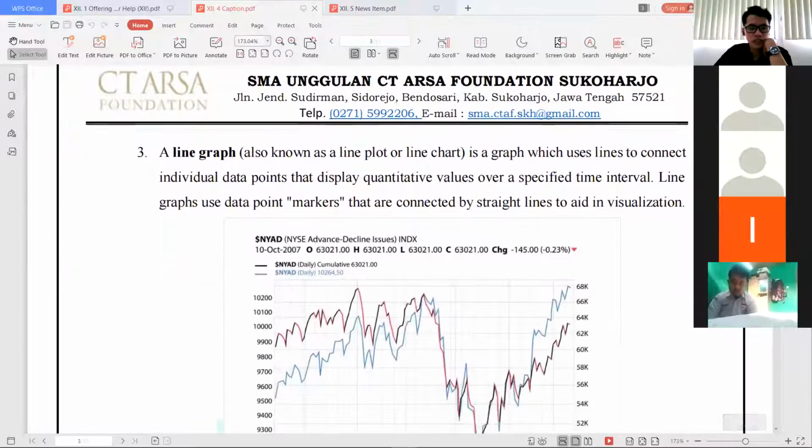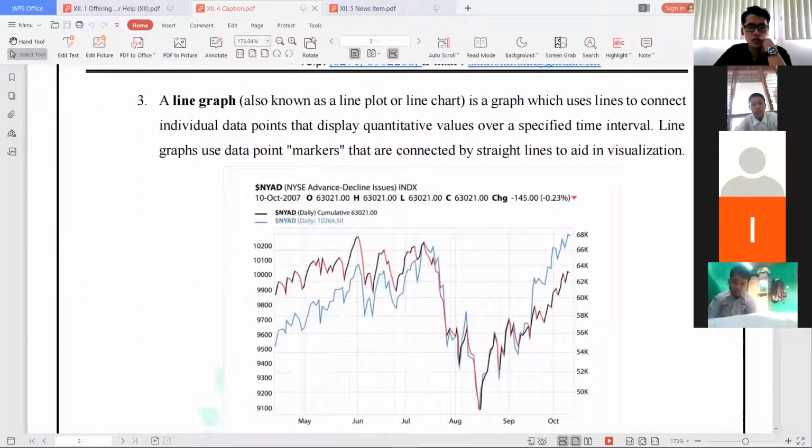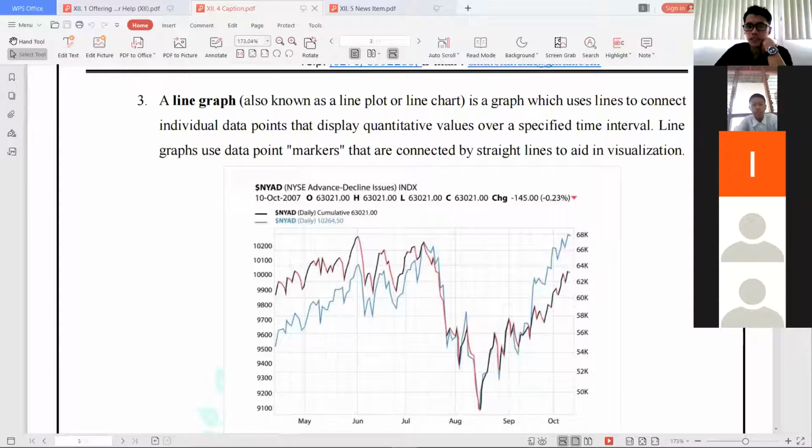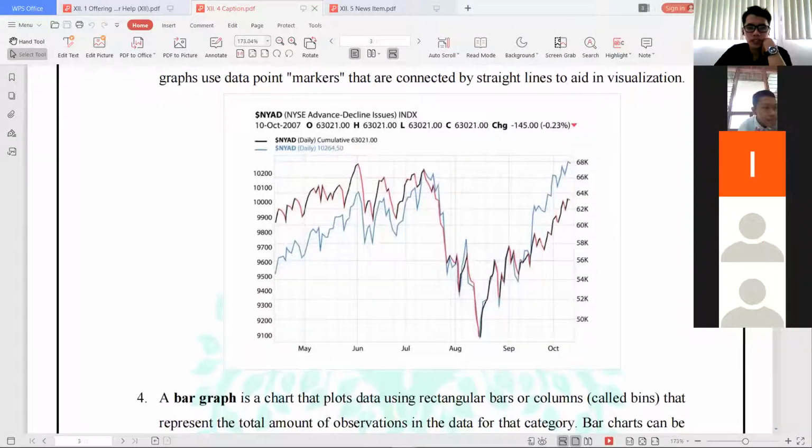Next one, line graph. This is one of the most complicated graphs you'll find in this chapter. A line graph, also known as line plot or line chart, is a graph that uses lines to connect individual data points that display quantitative values over a specified time interval. Line graphs use data point markers that are connected by straight lines to aid visualization. Say this, NYSE Advance Decline. Then October 27, blah blah blah, and you say May, June, July, August, September, October, and you say the number then. Then 10,100 up until 10,200, and also 50k, 42k.